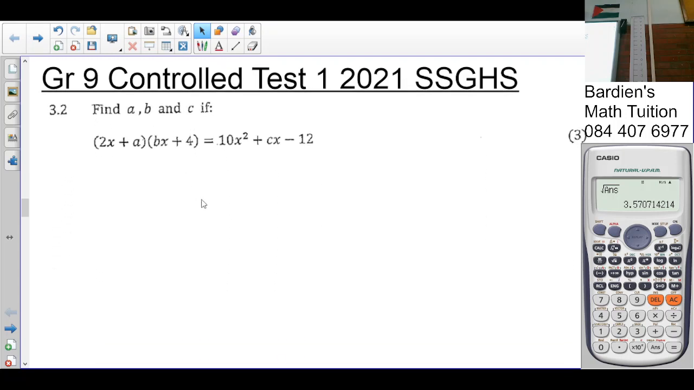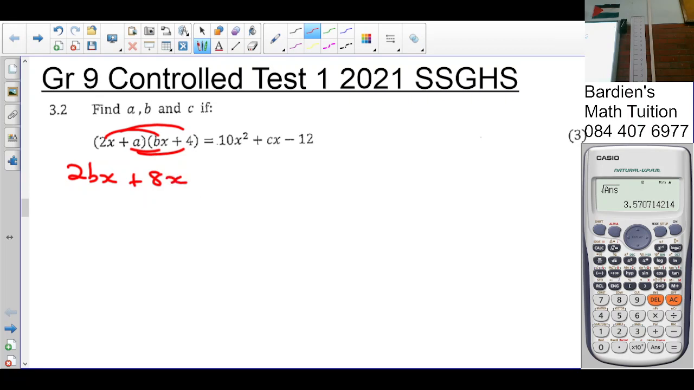In the next question, we are told to find a, b, and c. Alright, so what we're going to do is, this is an identity, we're not taking things over the equal sign. So we multiply this in. So 2x times bx is going to give you 2bx. 2x times 4 is going to give you 8x. A times bx is going to be plus abx plus 4. And that is equal to 10x squared plus cx minus 12.